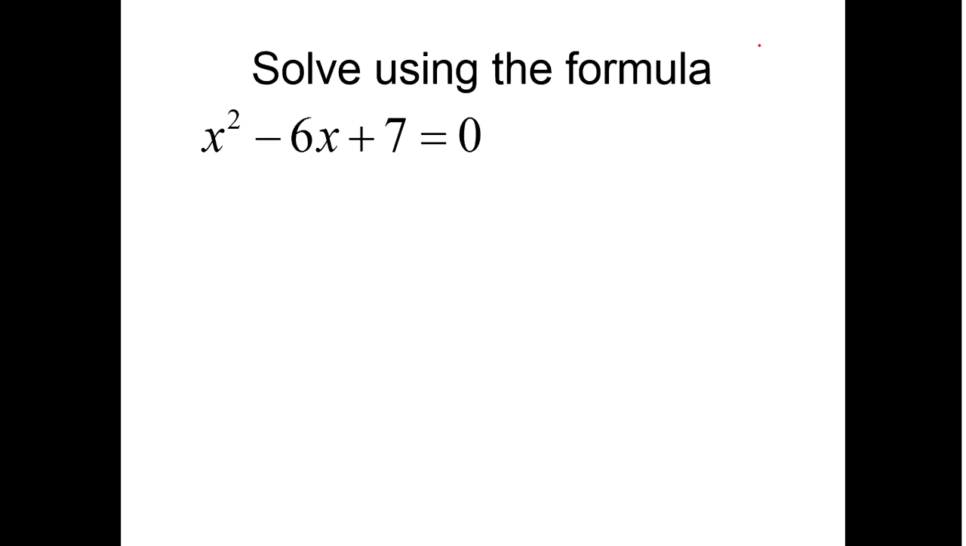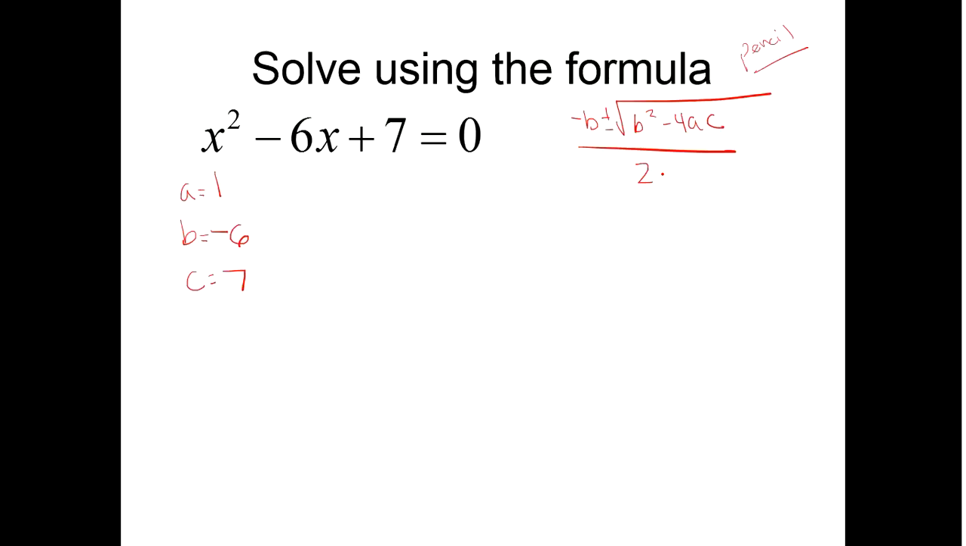Let's try another one. Same thing, pencil. Alright, so let's identify my A, my B, and my C. So 1, -6, and 7. So let's write our formula up here. Negative B plus or minus the square root of B squared minus 4AC, all over 2A.